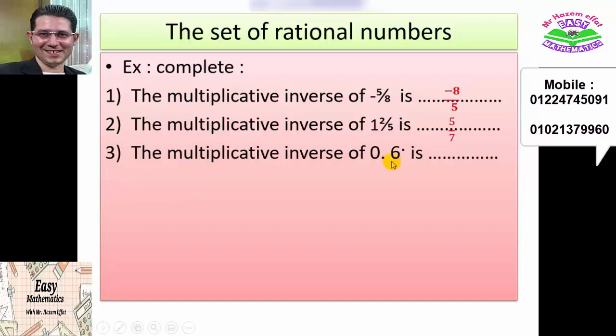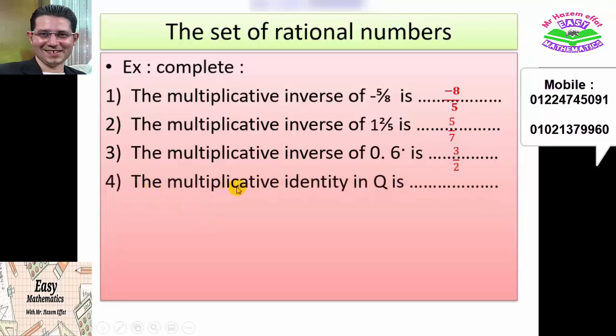Number 3, the multiplicative inverse of 0.6 dot. What about the meaning of 0.6 dot? By using calculator, we must write it in decimal form to change it into fraction form. 0.6 dot means 0.6666 more times. It will be equal, yes, 2/3. Now we can find its multiplicative inverse by finding its reciprocal. It will be equal 3/2.